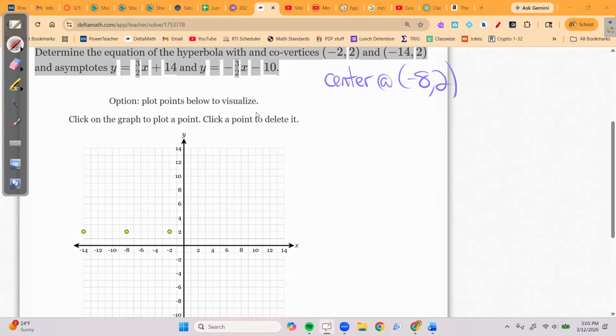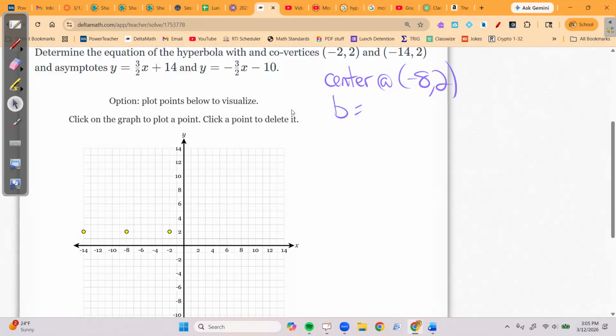I'm seeing that with my eyeballs, right? I just place it right between the two, and then I can just name it. And then I can also say what b is. What's b? Because b is the distance from the center to the co-vertices. What is that? Four, five, I can't see, but yeah, it is 6, right?